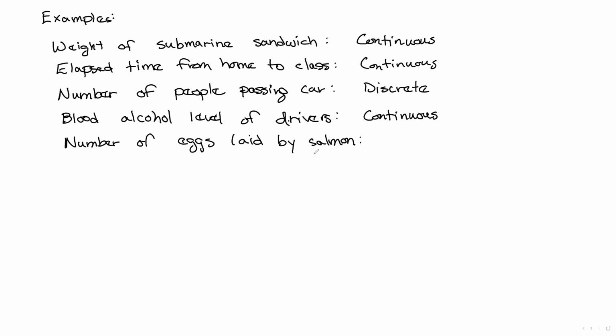And then the number of eggs that are laid by salmon, I have no idea how many eggs salmon lay, but even if they laid thousands of eggs, thousands of things can still be counted. You don't have half eggs or quarter eggs or decimal points of eggs. And so because of that, it's discrete. It might take a while, but you could list all the possible numbers of eggs that salmon could lay.